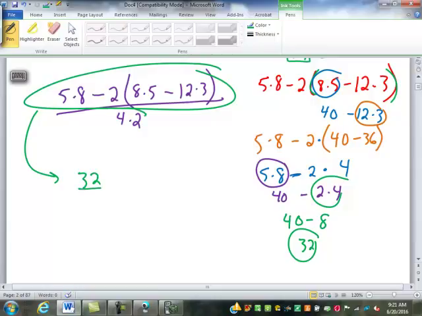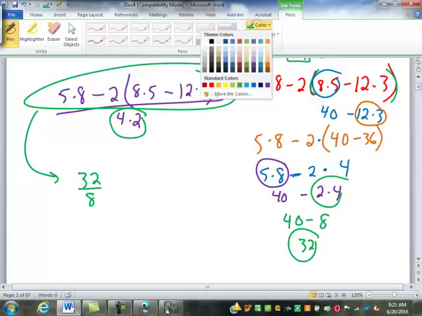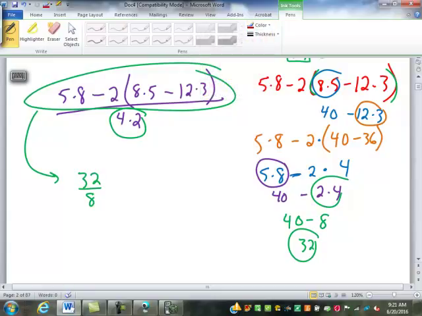Then on bottom, all we have to do is multiply. 4 times 2 makes 8. So now we have done everything on top. We got 32. We've done everything on bottom. We have 8. And we need to divide. 32 divided by 8. There we go. Any questions? Anybody get that one?